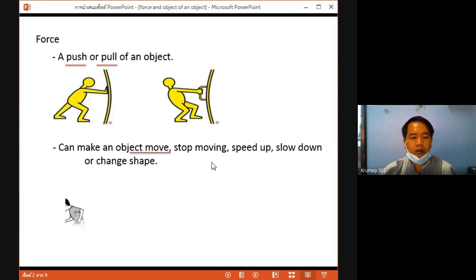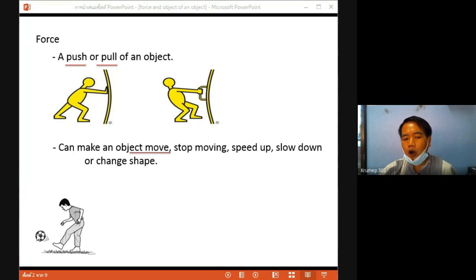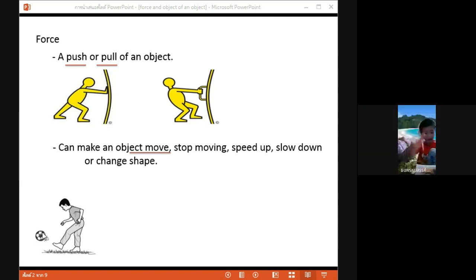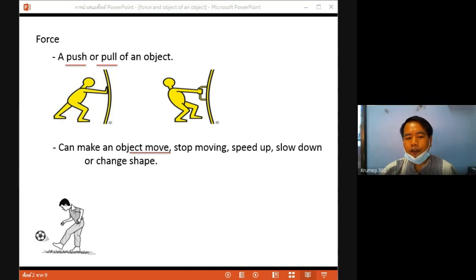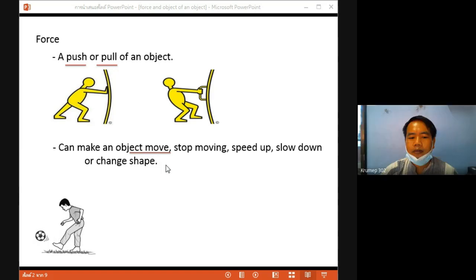Okay, next example, we have here a boy and a ball. So the ball is the object. Understand? Okay, very good. So if the boy kicks the ball, the ball will move. Yes or no? Yes. Okay, yes.